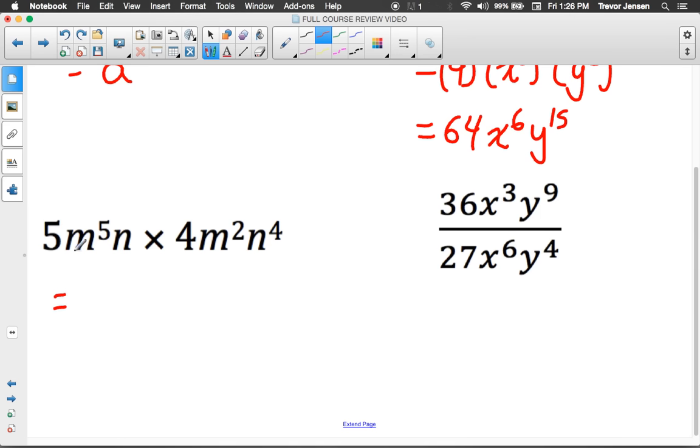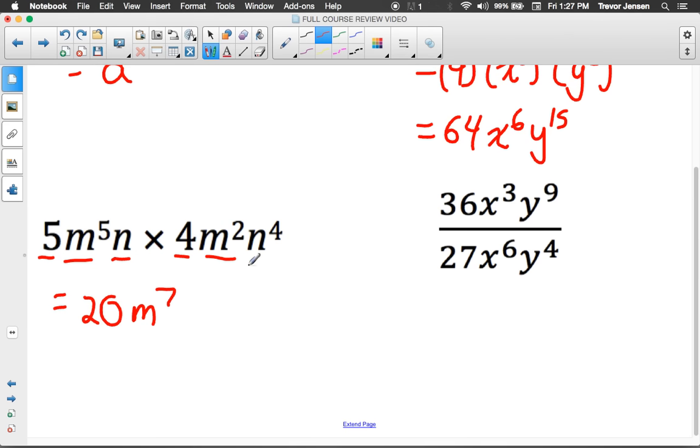So let's start off with the 5 times 4. Always start with your coefficients. We can multiply 5 times 4 just as you always would. It's 20. Now you look for powers that have the same base. I have an m to the 5 and an m squared. Those have the same base, so I know when I multiply powers that have the same base, I keep the base the same and I add the exponents. 5 plus 2 is 7, so I have m to the 7.